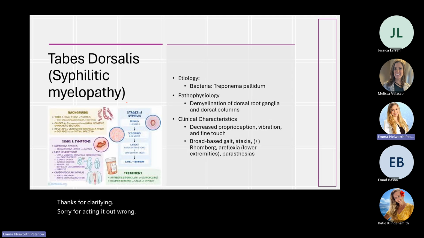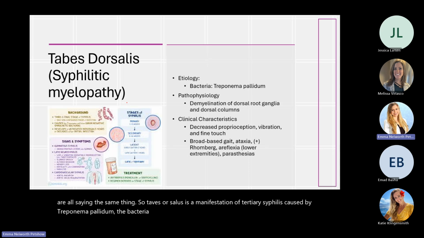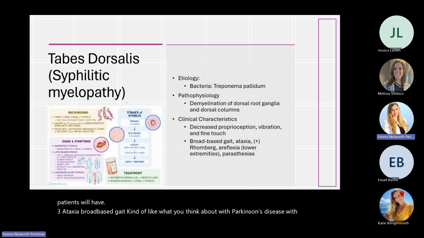Okay. Next one is neurosyphilis or tertiary syphilis or Tabes dorsalis or syphilitic myelopathy. These are all saying the same thing. So Tabes dorsalis is a manifestation of tertiary syphilis caused by Treponema pallidum, the bacteria that causes syphilis infection. In this pathology, you'll see a demyelination of your dorsal columns and dorsal root ganglia, so dorsal, dorsum, dorsal fin, the back. Because the dorsal columns help with proprioception, vibration, and fine touch, patients will have sensory ataxia, broad-based gait, kind of like what you think about with Parkinson's disease, but different etiology.